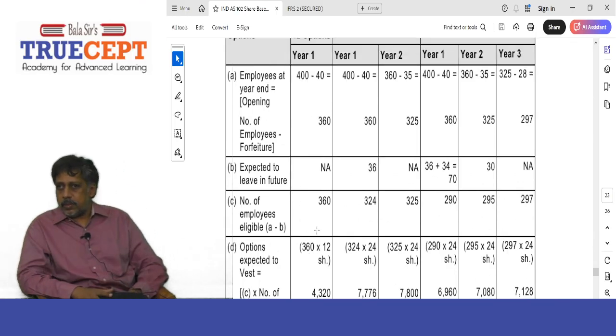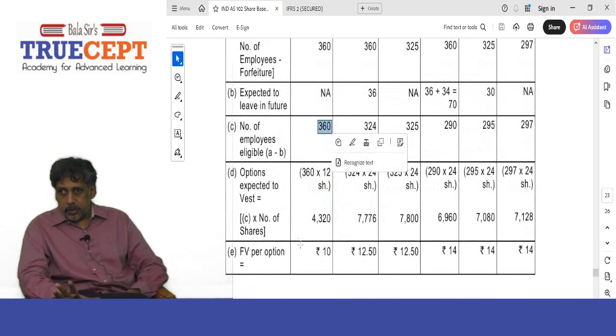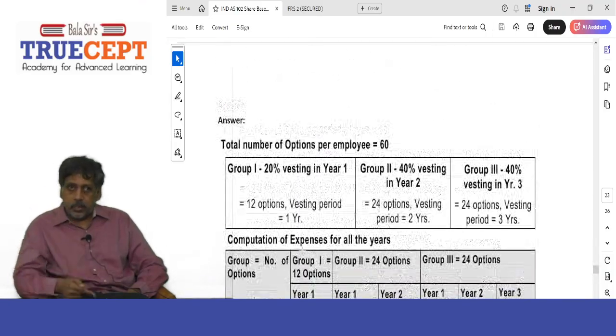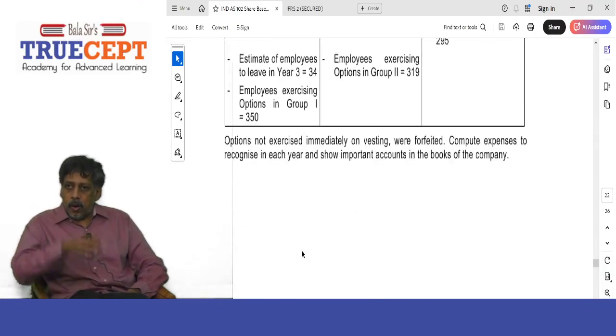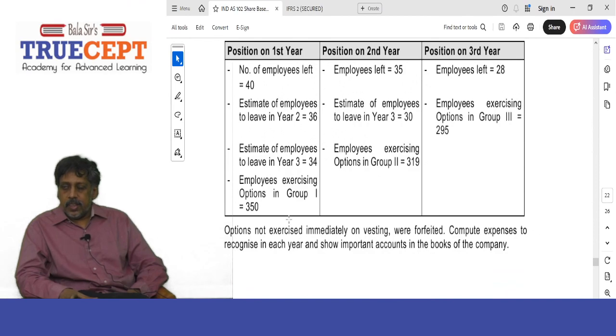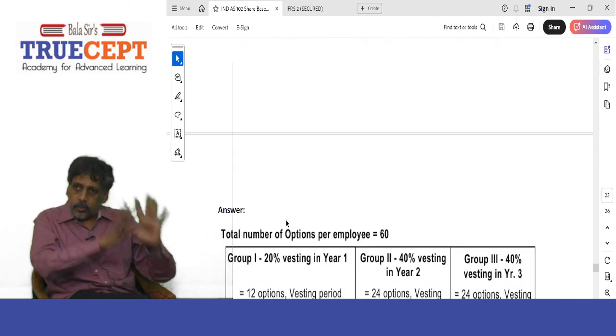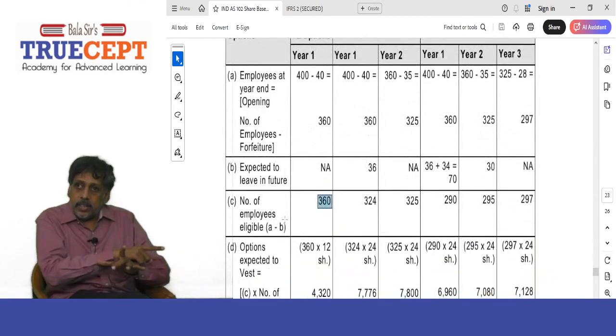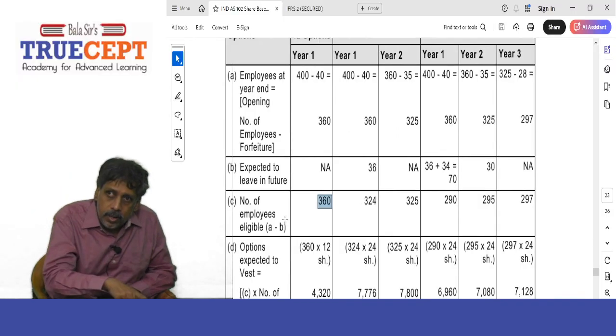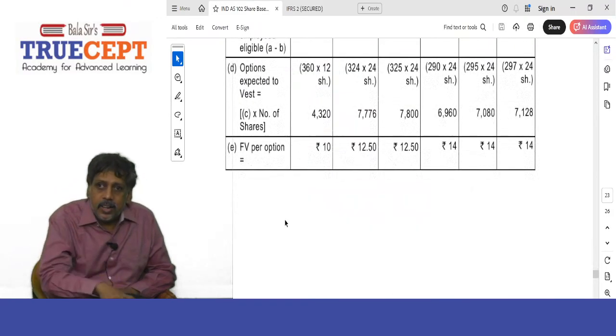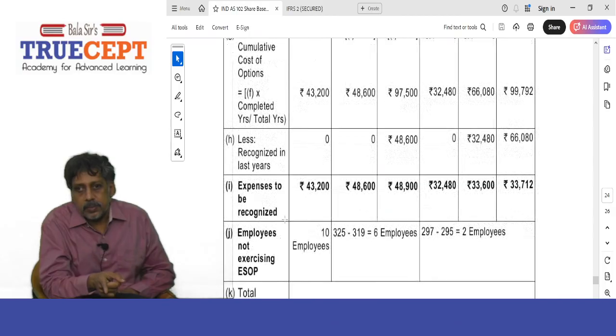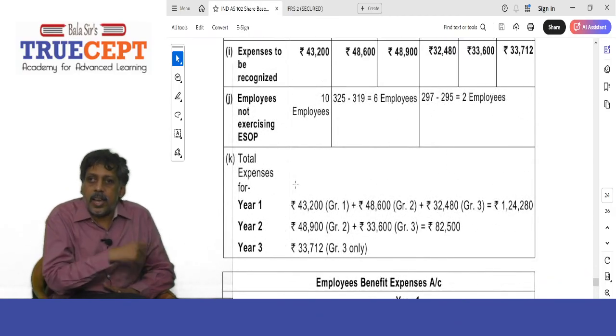Yes. Got it? So, sir, this is based on the estimate that 360 people would have vested. No, the 360 is actual. Actually, because 1 year vesting is already over. You know 40 left. See, for G1, 360 is actual. Whereas 324 and 290 are estimated from the first year angle.